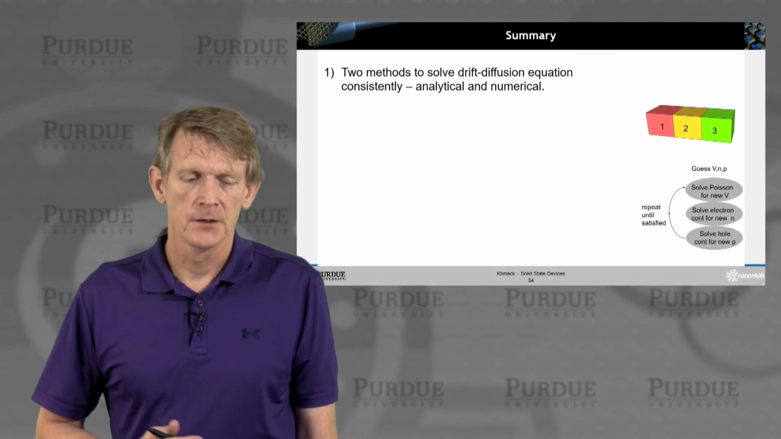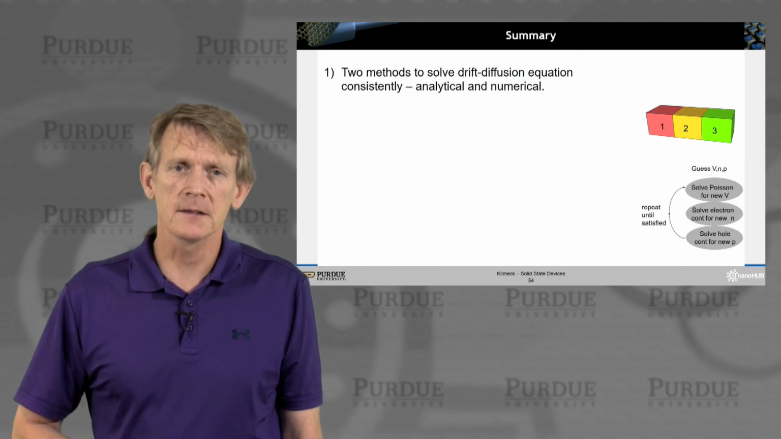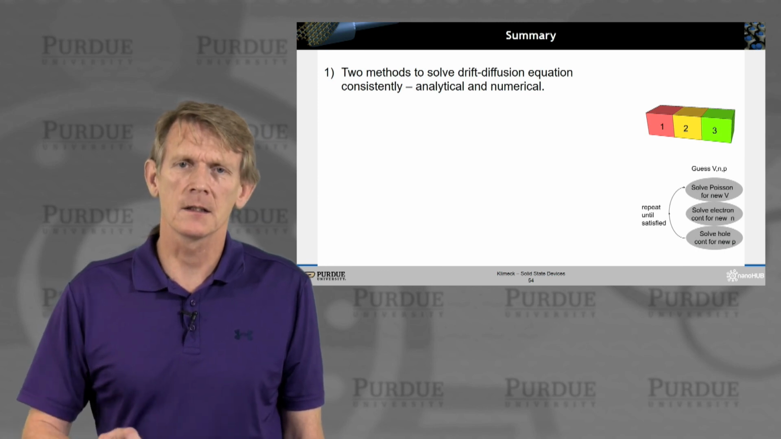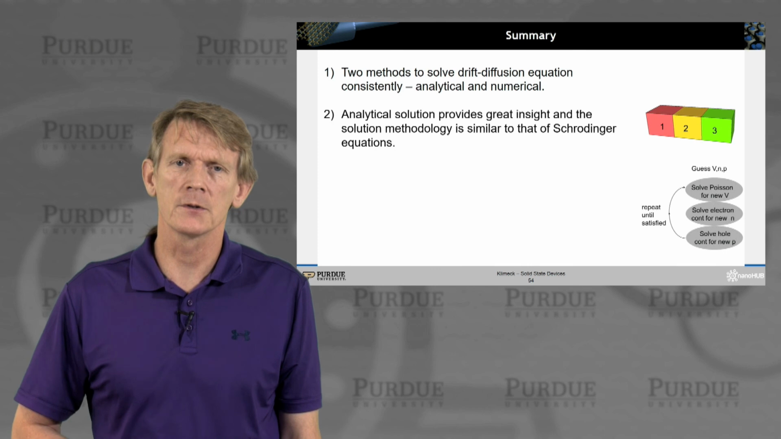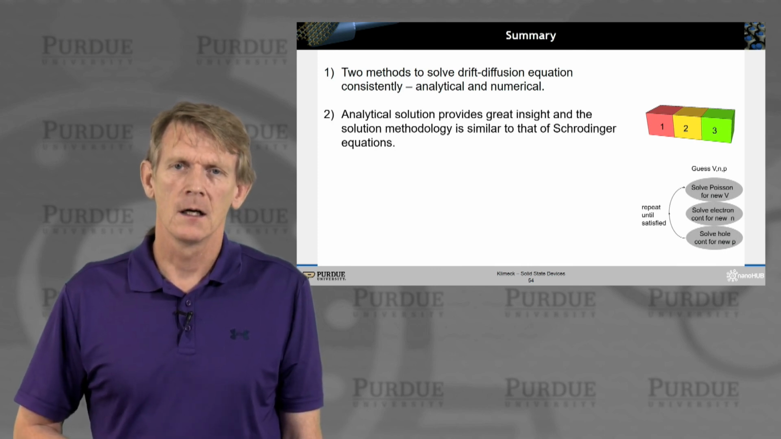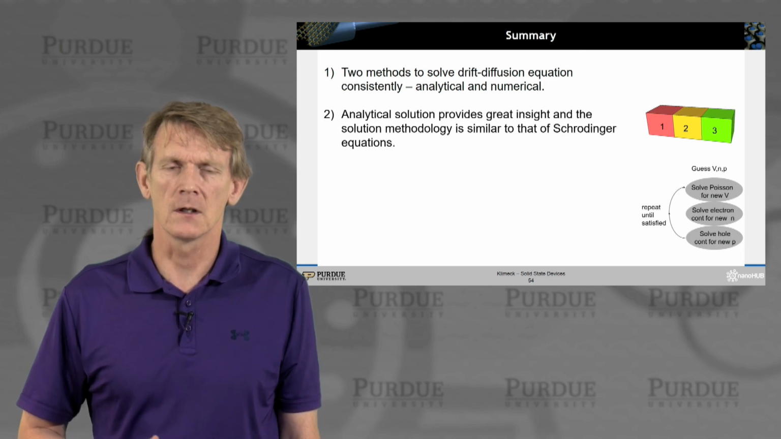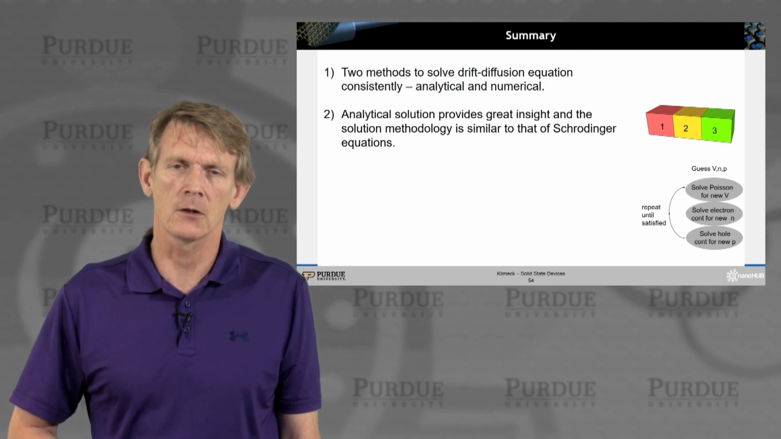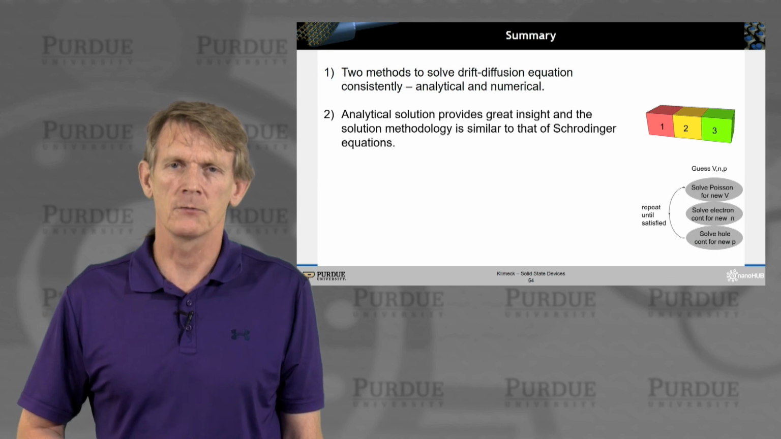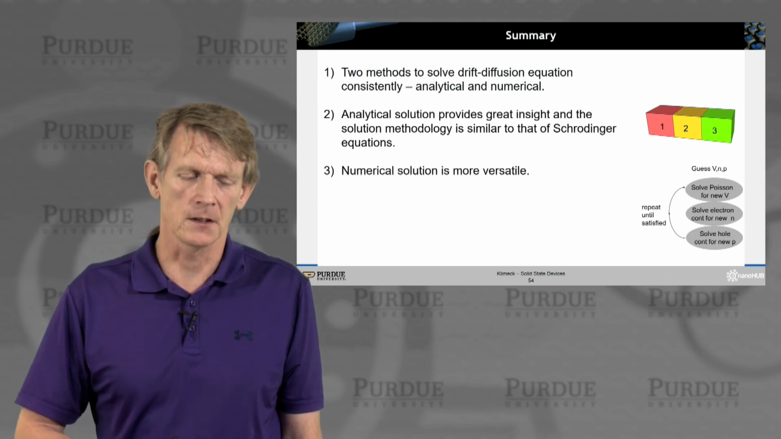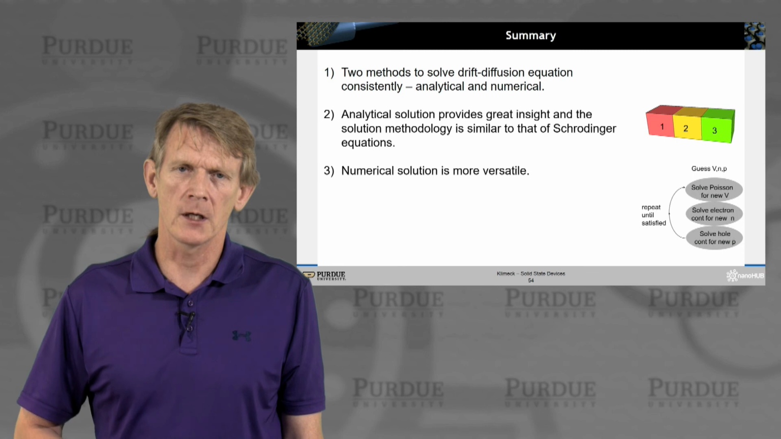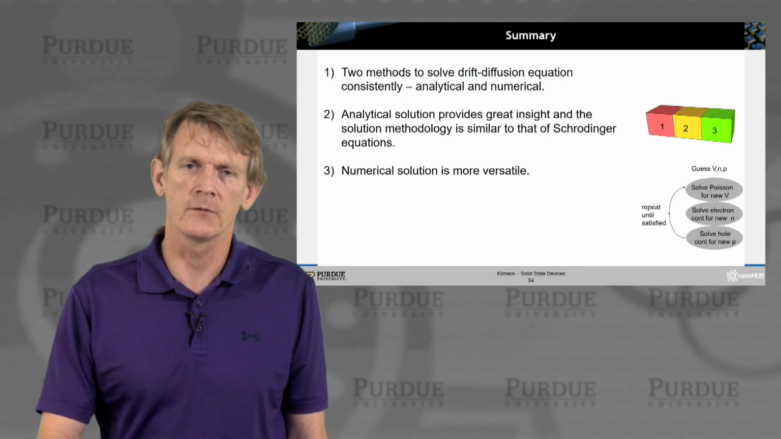Okay, so there are two methods in summary. There's an analytical approach and a numerical approach. Certainly the analytical approach gives great insights, similar to what we've done with Schrödinger's equation. However, for realistically large systems, you end up having to model those explicitly on a computer to have a higher degree of sophistication and accuracy against experiments. So numerical solutions are certainly more versatile.